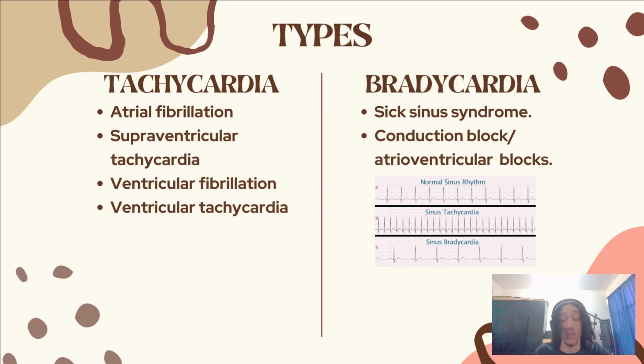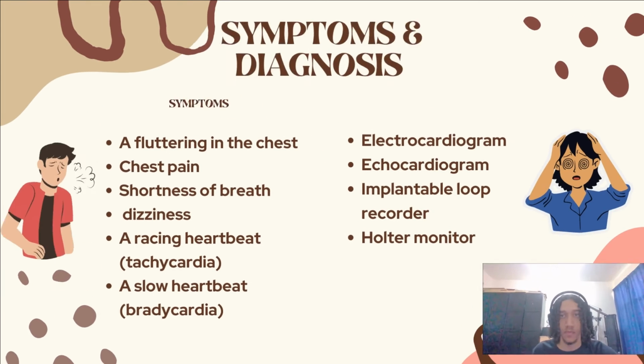Okay, there are two types of arrhythmias. First, we have tachycardia. There are four main types of tachycardias: atrial fibrillation, ventricular tachycardia, and supraventricular tachycardia. The other type of arrhythmia is called bradycardia. It has two main types: sick sinus syndrome and atrioventricular blocks, or conduction blocks.